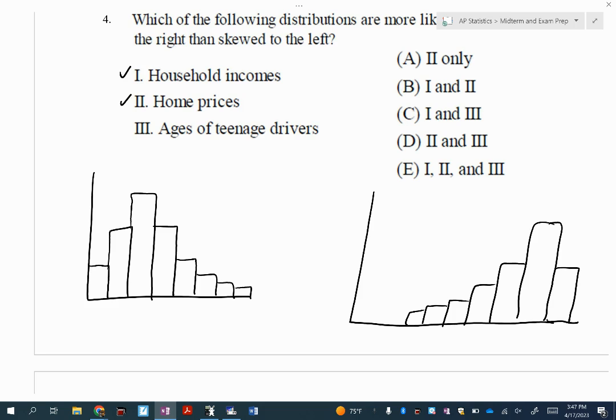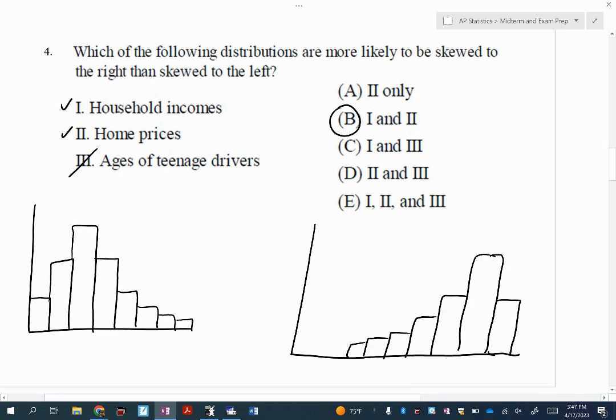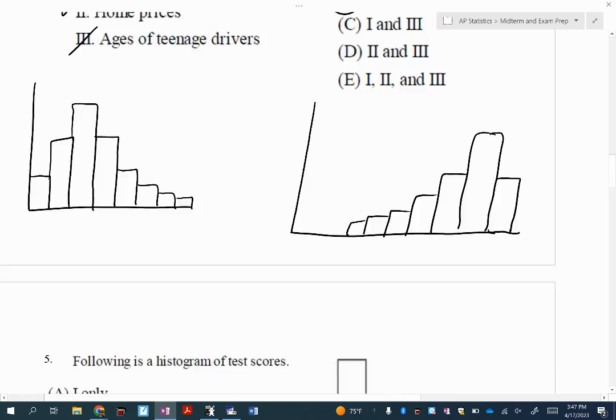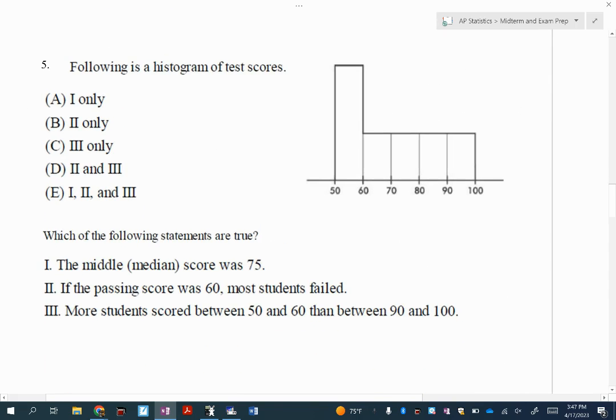So I think that last one is finally a chance to be potentially skewed to the left. We have more people in the 18 and 19 age range as opposed to 15, 16. So I'm going to go with not 3, but 1 and 2. This can be tough, especially when you're trying to think about it. All right, let's do one more multiple choice, and then we'll do that free response and be done.